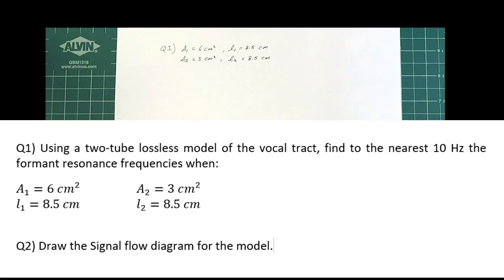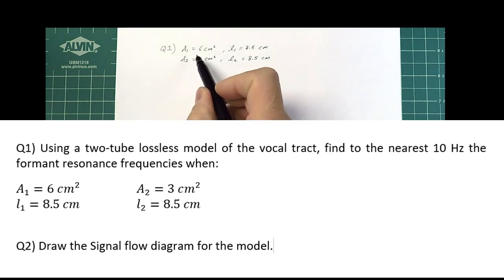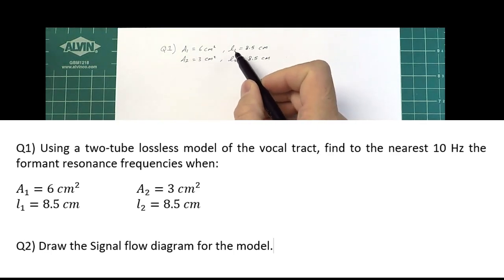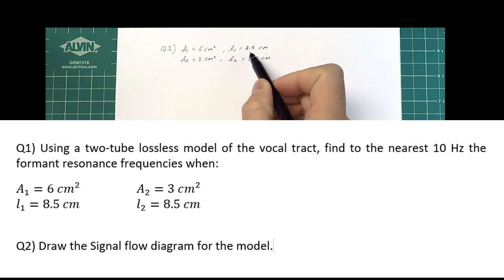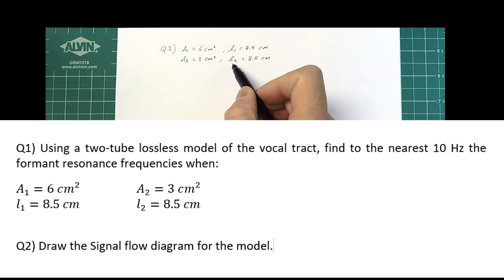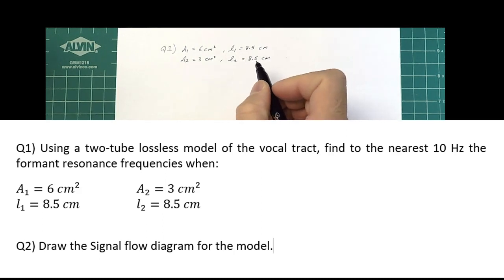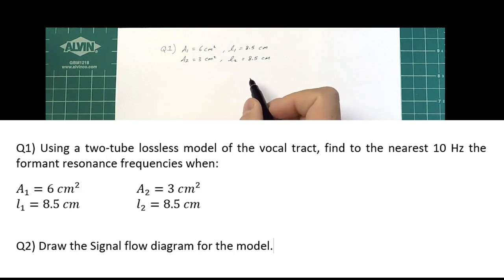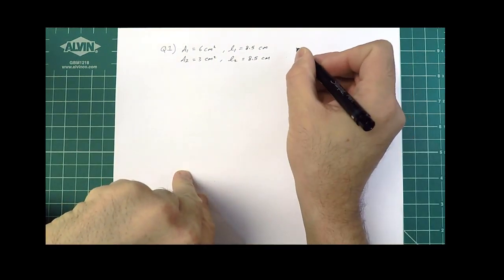The first question states: find the formant resonance frequencies for a two-tube lossless model of the vocal tract, where area 1 equals 6 centimeters square with a length L1 equals 8.5 centimeters, area 2 equals 3 centimeters square, L2 equals 8.5 centimeters. So the first cavity is bigger than the second cavity. Let's draw this first.